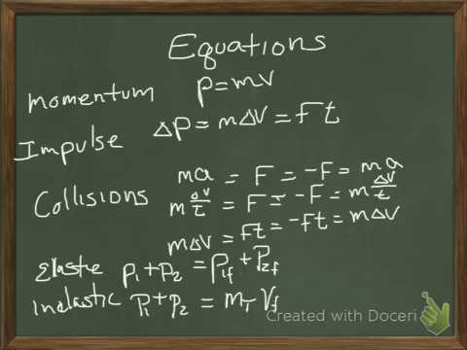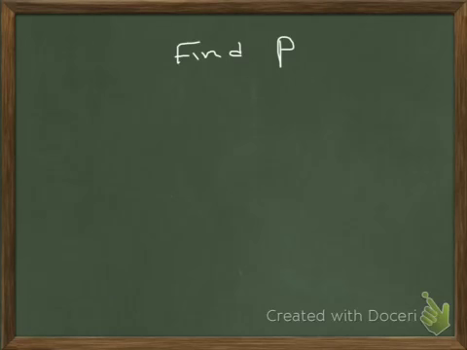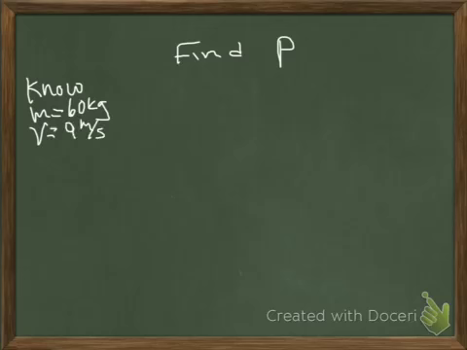Let's go ahead and apply some of these and see if we can't help make them make more sense. So, first of all, how do you find momentum? Let's take a look and see if we can figure out the momentum of a 60-kilogram halfback moving at 9 meters per second. First of all, what do we know? We know his mass is 60 kilograms. We know his velocity is 9 meters per second. We've been asked to find momentum.